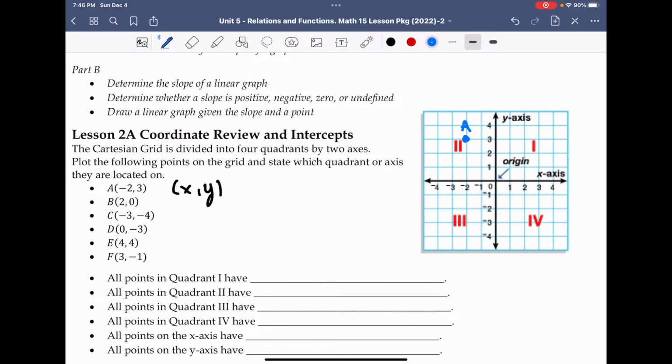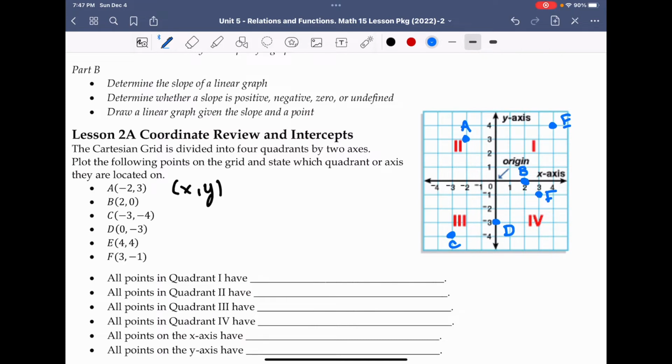We can label it point A. We then go to B, which is 2 for x, 0 for y, which is here, and we can label B here. We go to C, which is -3 and -4, which would put us down here. We then go to 0x and -3y, which puts us here for D. And then we have E, which is 4 positive for x, 4 positive for y. That's up here, which becomes point E. And then finally, we have F, which is +3x, -1y, which would put us right here, and this would be point F.